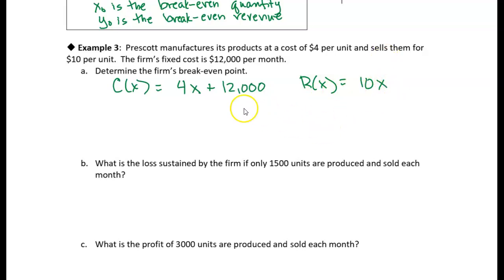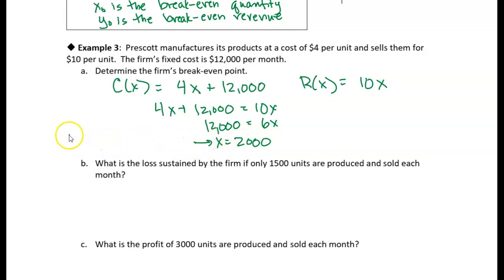All right, so if we want to know where they break even, then we just need to set the cost equal to the revenue. So we're going to set these two equations equal to each other. 4x plus 12,000 is equal to 10x, right? That'll be where the cost is equal to the revenue. So I'm going to subtract 4x from both sides. That'll give me 6x is equal to 12,000. And then divide both sides by 6. So I'll get x is equal to 2,000. Okay, so that is my break-even quantity.